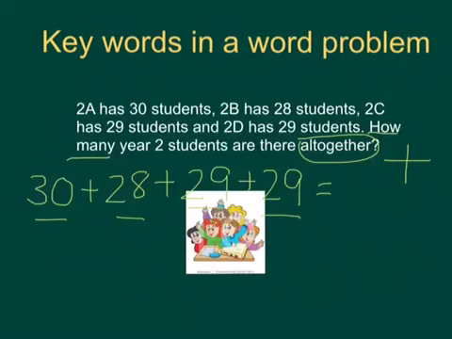Let's go and find them back in the word problem. It says 2A has 30 students, 2B has 28 students, 2C has 29 students, and 2D has 29 students. So there are the parts there. We put them together and we figure out the whole.